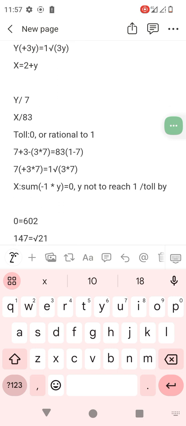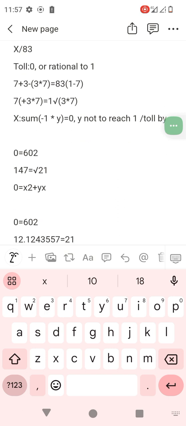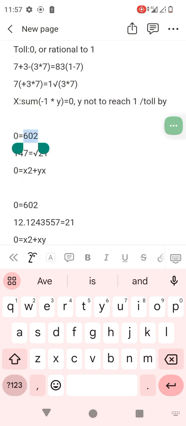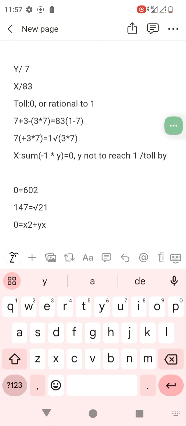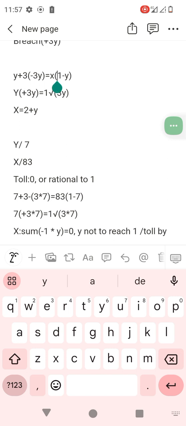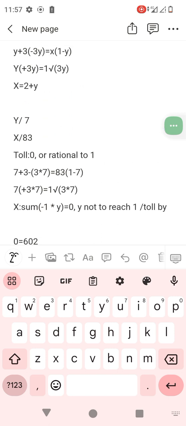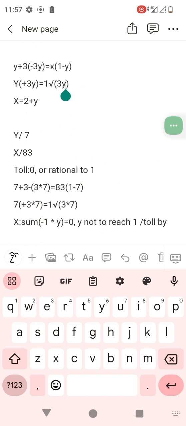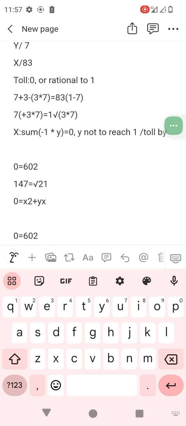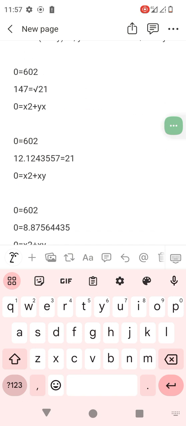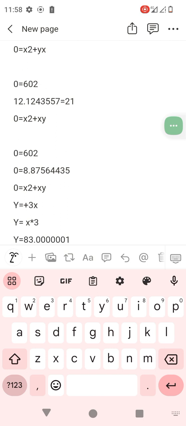Now when you calculate this out, you suddenly end up at this result, meaning you calculate the first one, which is this one here, you get the result 602. Then you calculate this one, you get this result 147 equals root 21. And then you have the last equation, which is better as x2 plus y times x. Now, when you calculate this to the last idea, you suddenly get this.